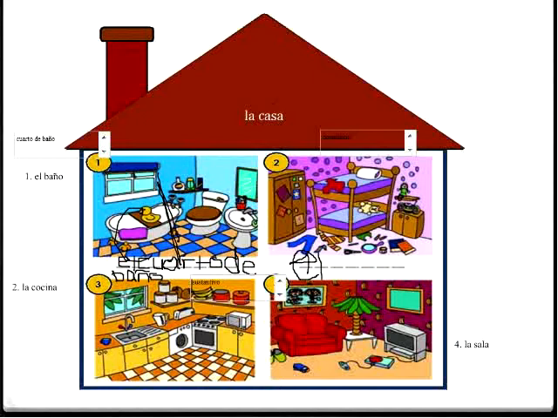¿Cuántos dormitorios tienes en tu casa? ¿Cuántos dormitorios en tu casa? What am I asking? How many rooms do you have in your house? Good. Okay, so you would answer with your numbers. Yo tengo 4 cuartos, 3 cuartos.